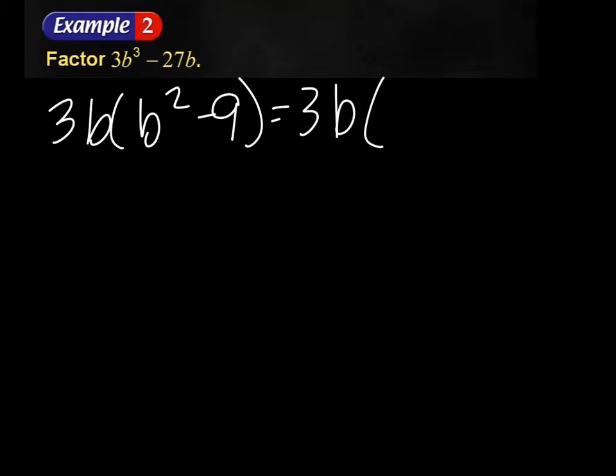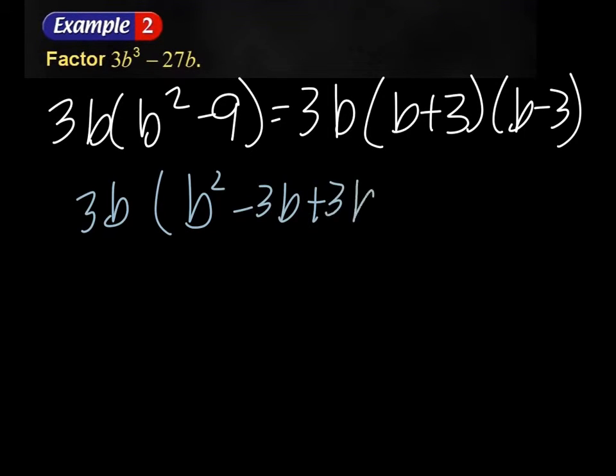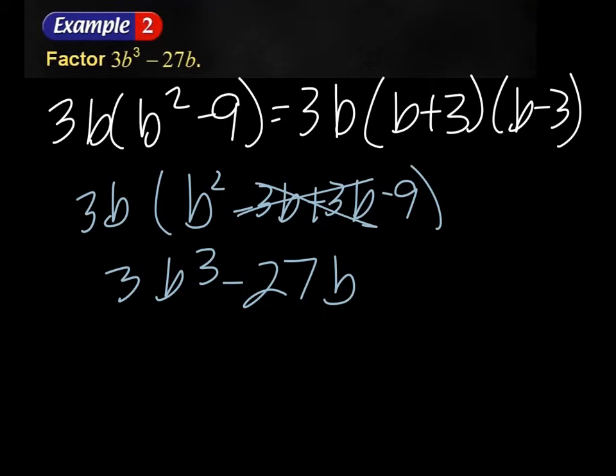I can see I have a greatest common factor of 3b this time, so when I factor that out, the 3 is gone, I have b squared minus 9 left. Okay, so I need to keep the 3b, but then I can factor the b squared minus 9 as b plus 3, b minus 3. If I multiply it back out, just doing my check step here, I'd have b squared minus 3b plus 3b minus 9. Middle terms cancel out. If we distribute the 3b, we'd have 3b cubed minus 27b, which is what I started with. So I know my answer is right, and we move on.